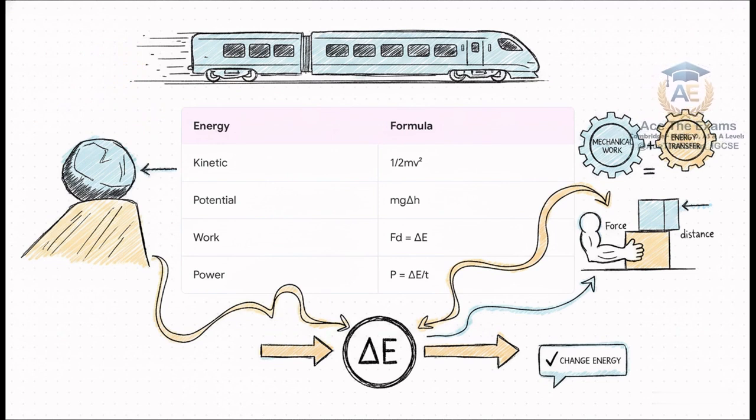Kinetic energy is delta Ek equals 1/2 mv squared. Potential energy is delta Ep equals mg delta h. Look at power. P equals delta E over T. Now observe how all these equations inherently link back to the transfer of energy. Whether it's the kinetic energy of a speeding train or the potential energy of a massive boulder resting at the top of a hill, it is all about energy in different forms.